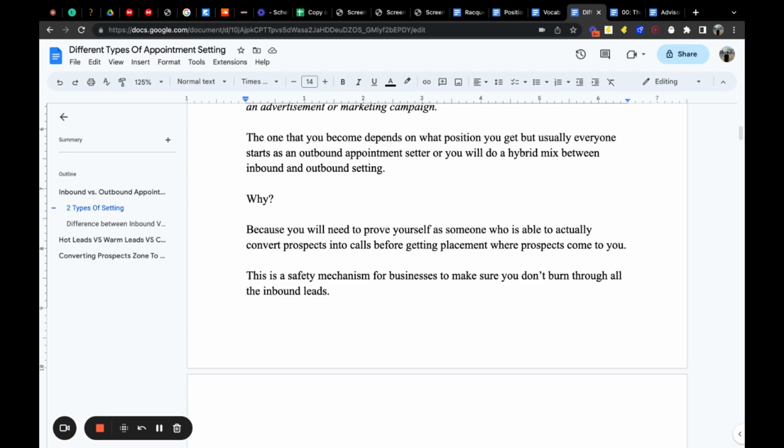So that's why for a lot of these positions you have to have a proven track record as an outbound setter, or at least a track record where you did both inbound and outbound setting, because if you can convert someone who's an outbound lead or a cold lead, then converting a warm lead and a hot lead is a lot easier. And then again, warm and hot leads come from inbound setting.